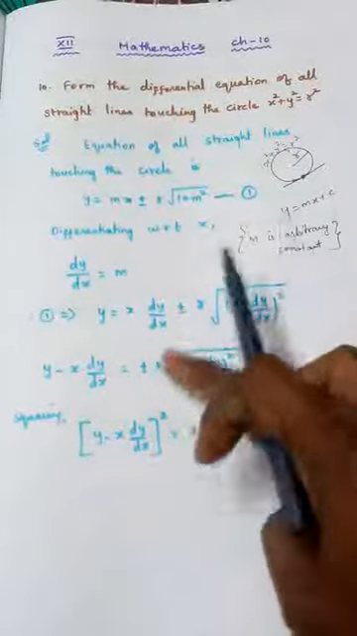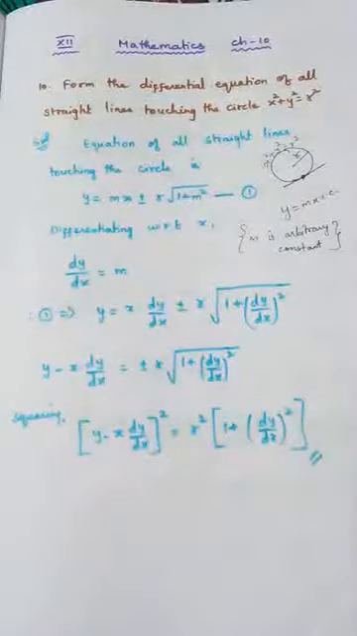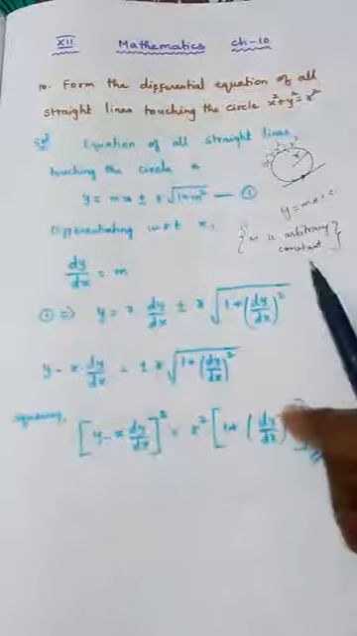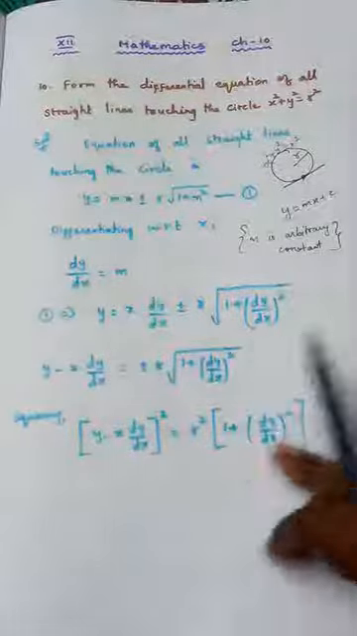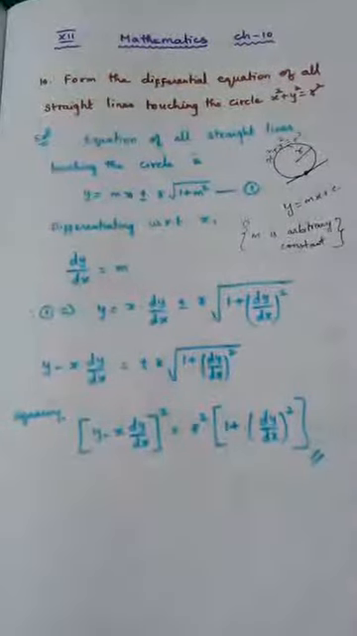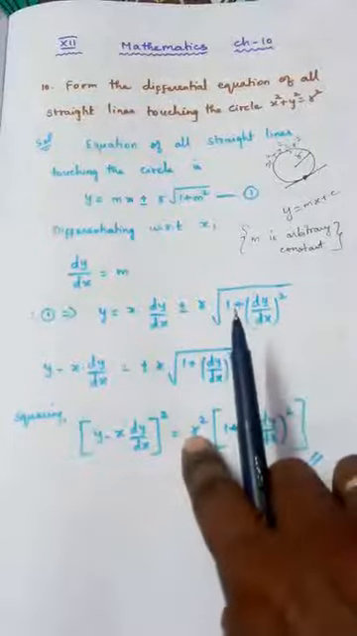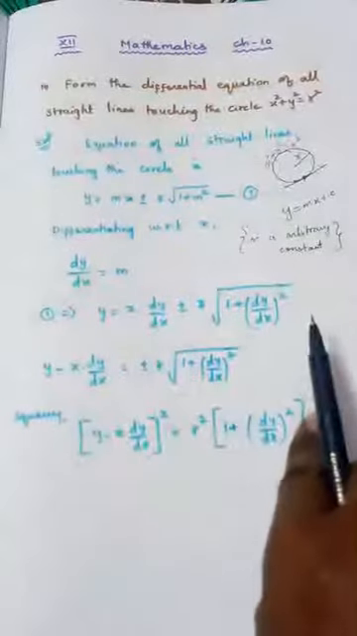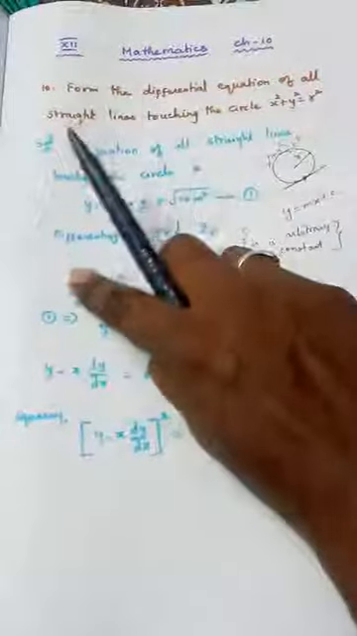Squaring means the square root will get cancelled, so 1 plus (dy by dx) whole square alone remains. So this is the differential equation representing all the straight lines which touch the circle with radius r units. Apart from the constant r, the radius, no other constant should be there in the differential equation. That is why we tried to eliminate m using this relation.